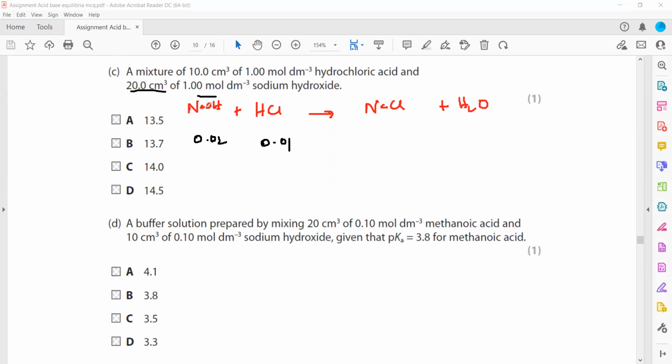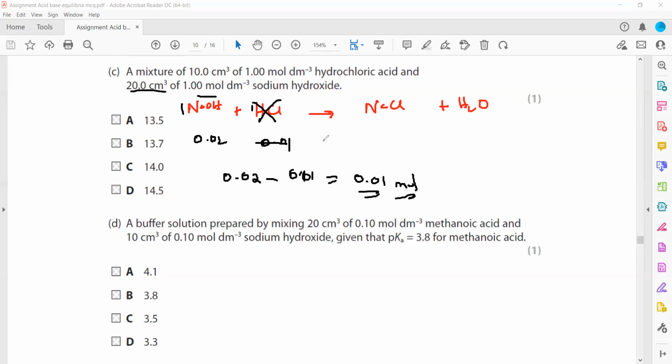But the ratio between them according to the balanced equation is 1:1. So 1 reacts with 1, so 0.01 will react with 0.01. So HCl is the limiting reagent, so HCl will be used up. And if HCl is used up, how many moles of sodium hydroxide are left? So 0.02 minus 0.01, because that is the 0.01 that reacted. So we are left with 0.01 moles of sodium hydroxide.